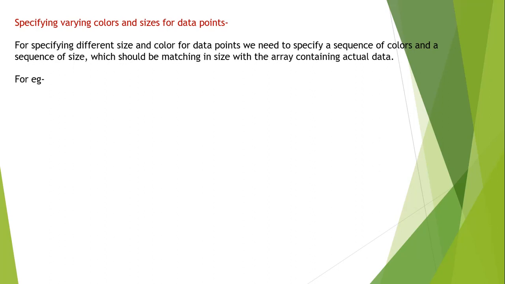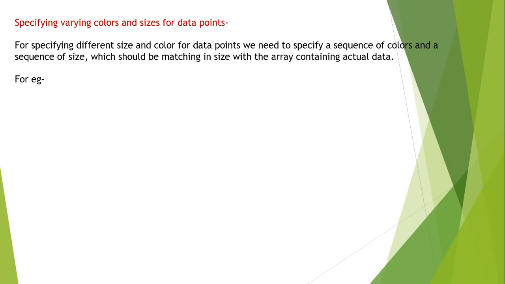Okay, which should be matching in size with the array containing actual data. Now what does this mean? Suppose you have data in the form of a list, and the elements in the list are 5, that means 1 2 3 4 5. Suppose we are having 5 elements.